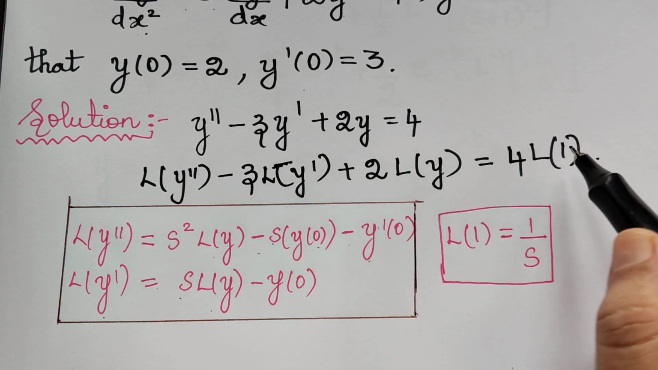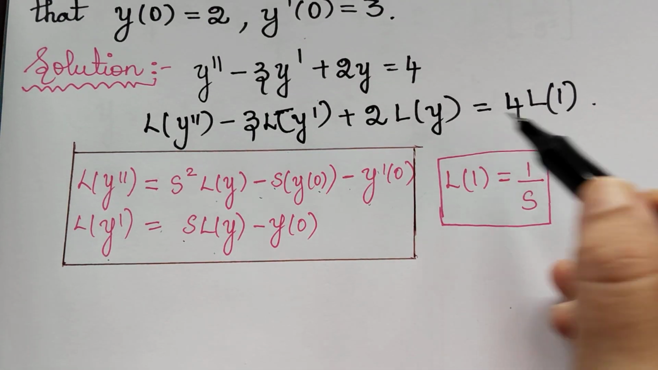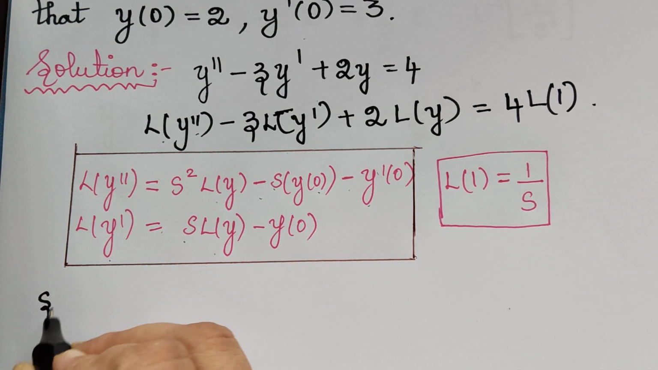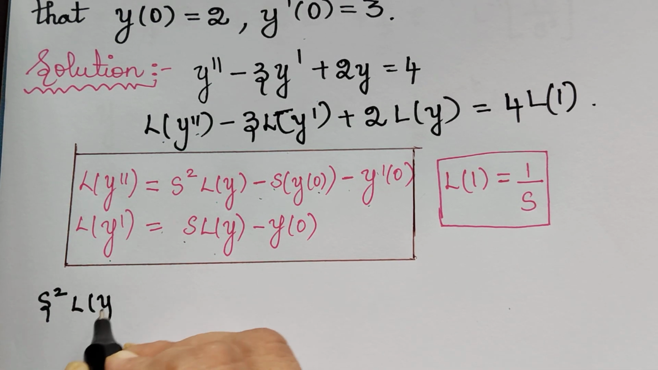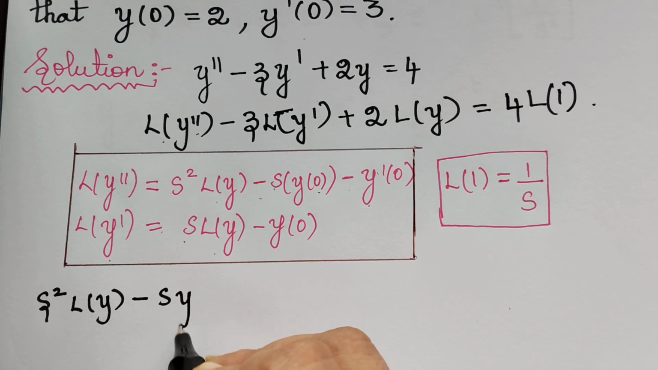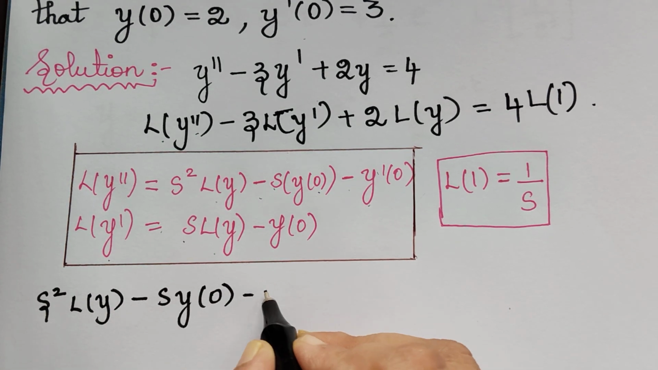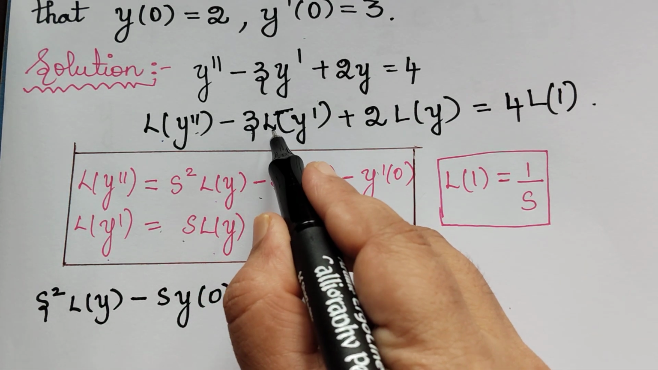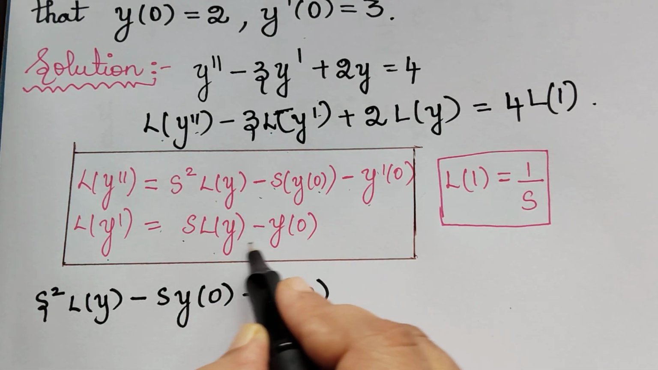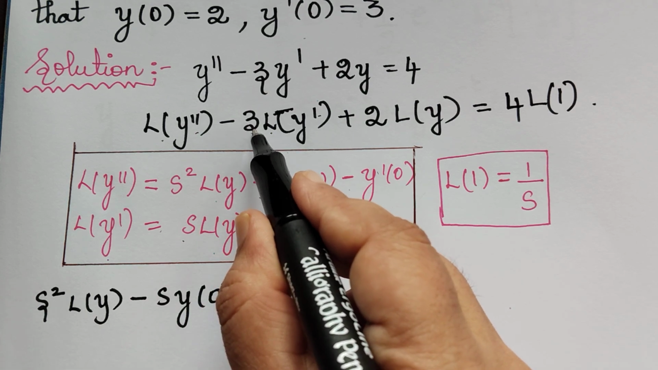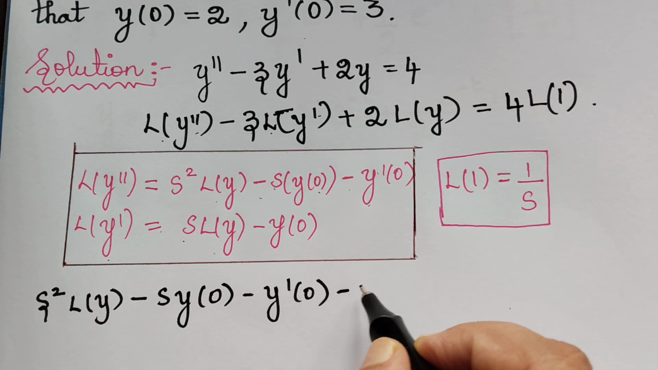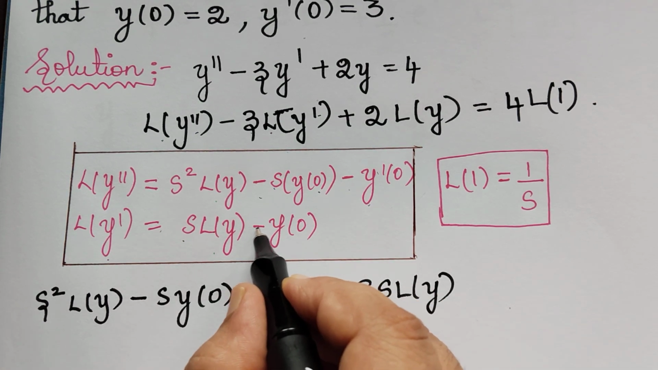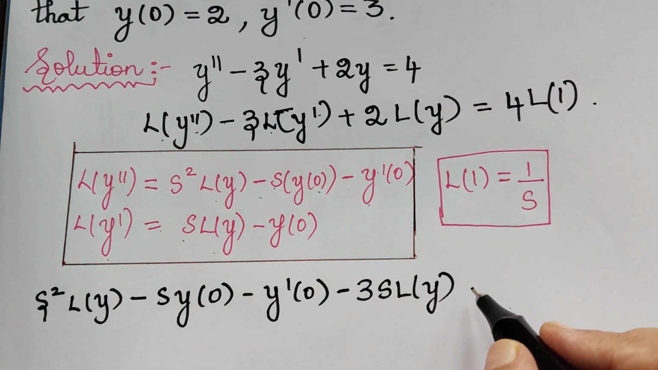Now let us apply all this in the equation that we have obtained. So L of y double dash, we substitute this, so we get s squared L of y minus s multiplied with y of 0 minus y dash of 0, and then minus 3 multiplied with L of y dash. Now we have to multiply 3 with each of these terms. So minus 3s L of y, and then here we have a minus, so minus into minus will become plus.